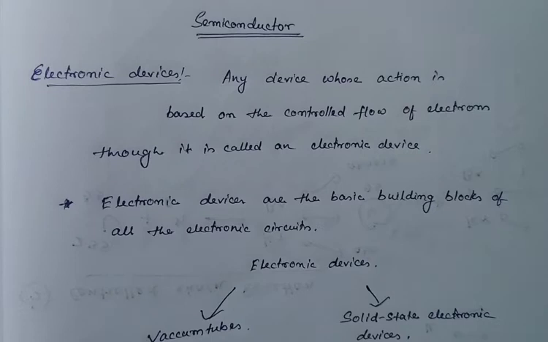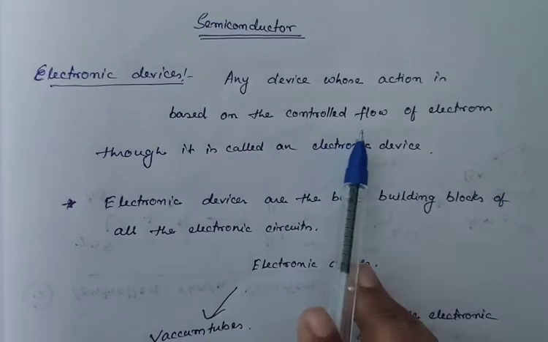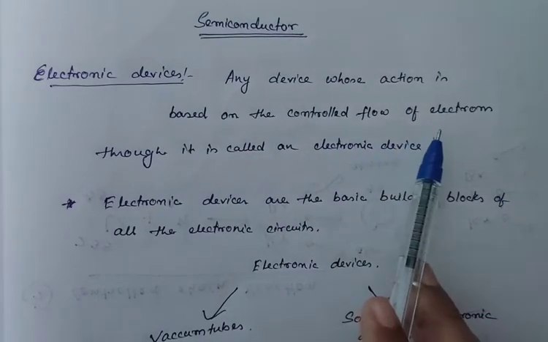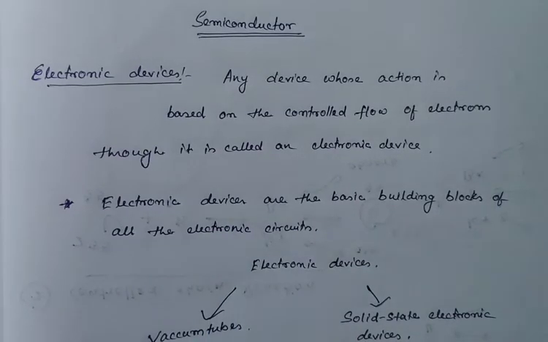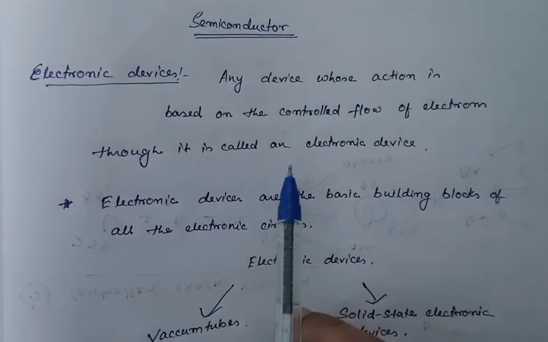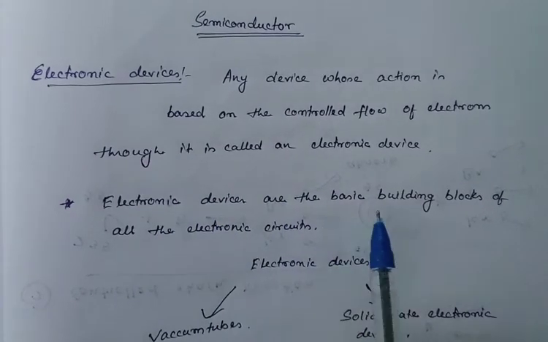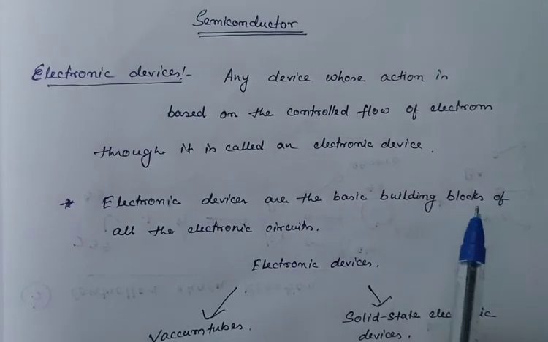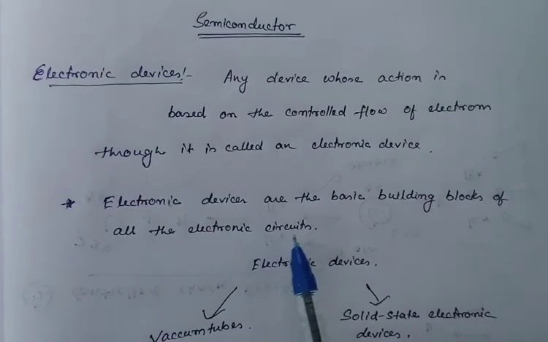Here, electronic devices means any device whose action is based on the control flow of electrons through it is called an electronic device. That means here we can control the flow of electrons.